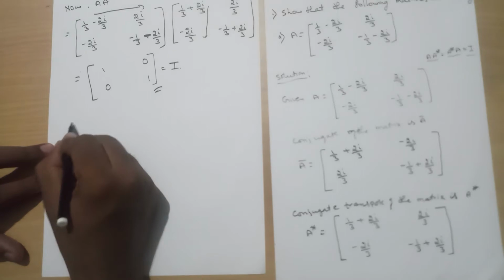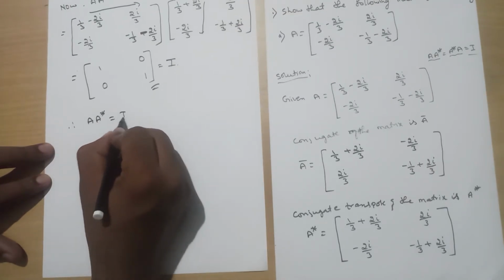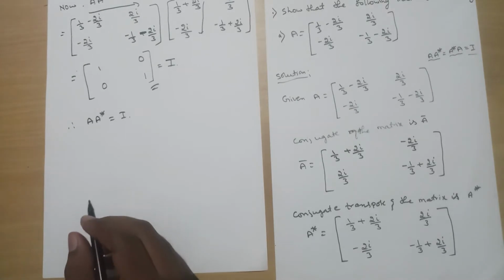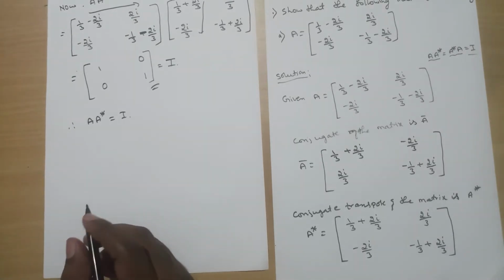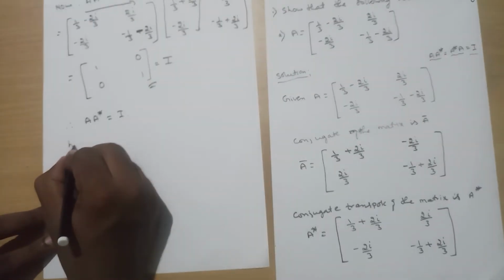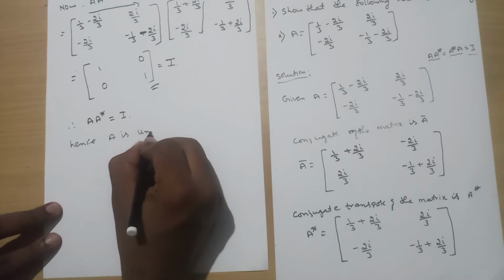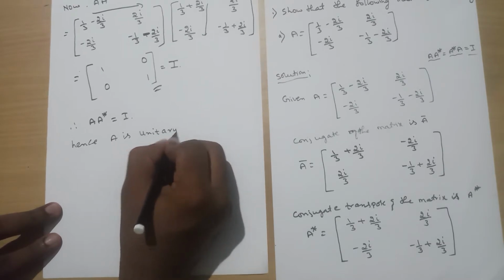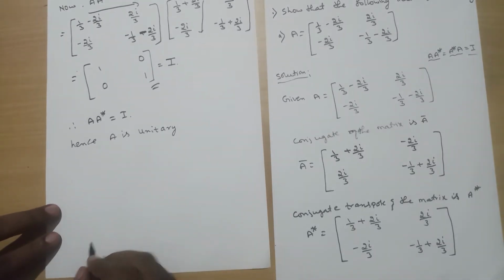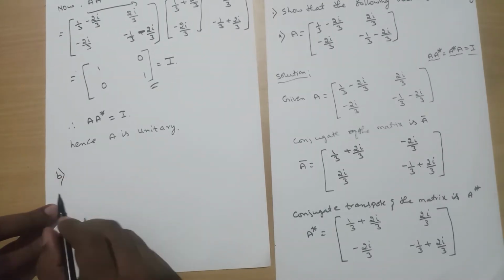So therefore A into A star equals I. Hence A is an unitary matrix. Okay, so I take next problem B.